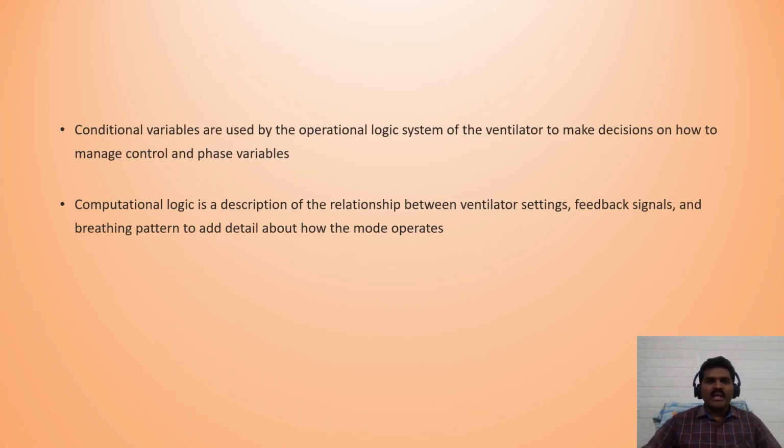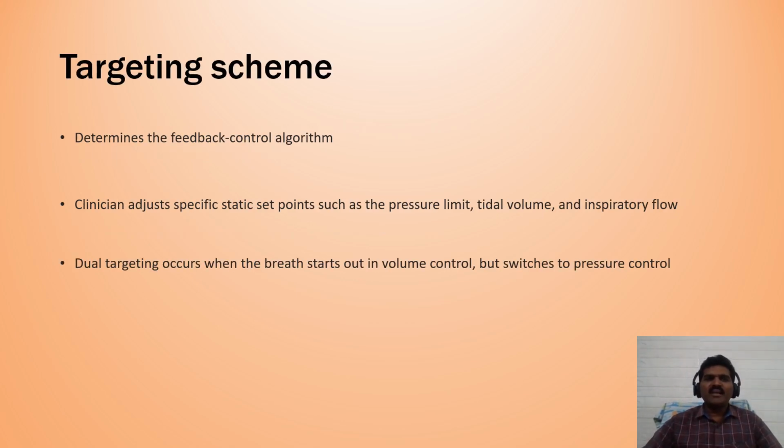Conditional variables are used by the operational logic system of the ventilator to make decisions on how to manage and control the phase variables. Computational logic is the description of the relationship between ventilatory settings, feedback signals, and breathing pattern to add detail about how the mode operates. Targeting scheme is the one which determines the feedback control algorithm. Clinician adjusts specific static set points such as pressure limit, tidal volume, or inspiratory flow as the targeting schemes. Dual targeting occurs when a breath starts out with volume control and switches to pressure control, ending in pressure control.